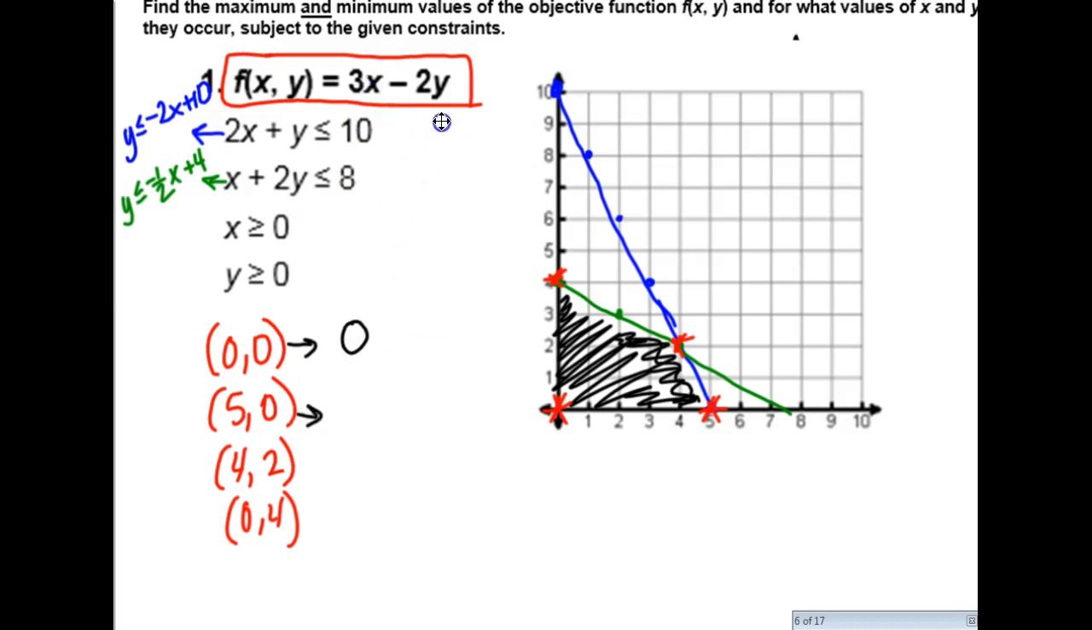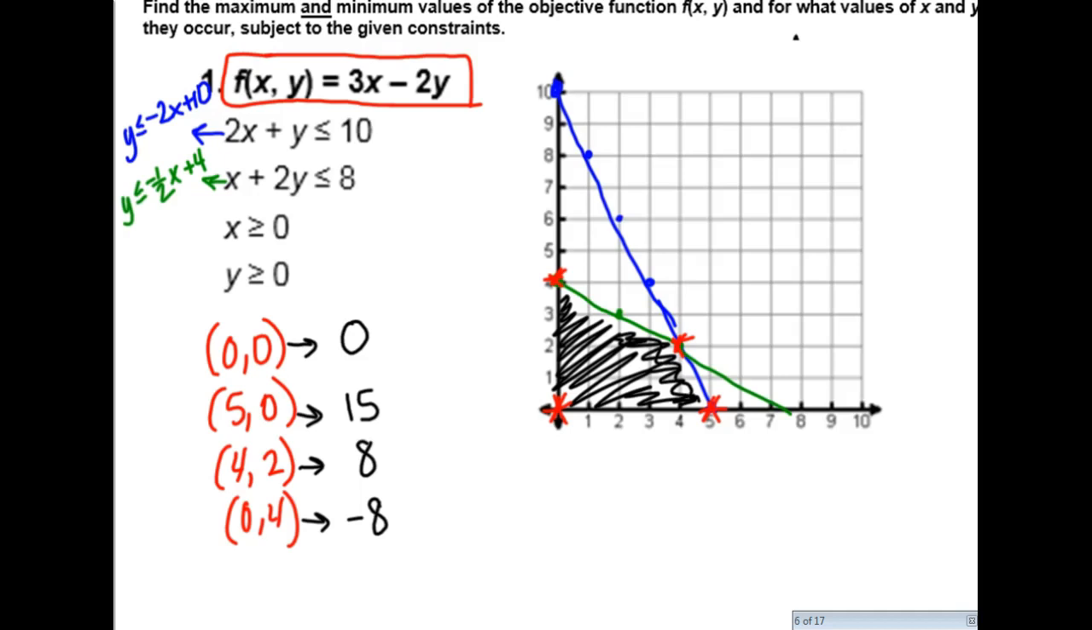Plugging in a 5 for x and a 0 for y, you get 15. Plugging in a 4 for x and a 2 for y, you get 12 minus 4 is 8. And then plugging in a 0 for x and a 4 for y, you get 0 minus 8, which is negative 8. So for your solution in this question, they want to know the maximum and the minimum.